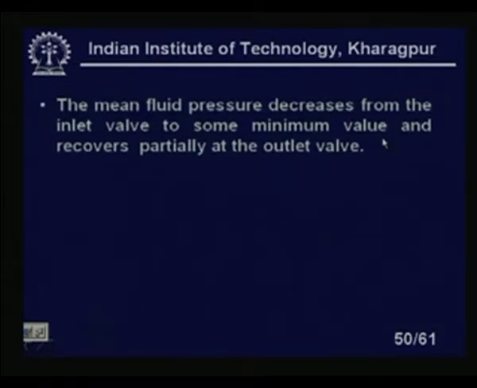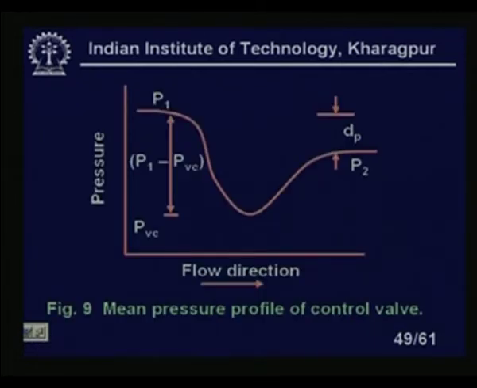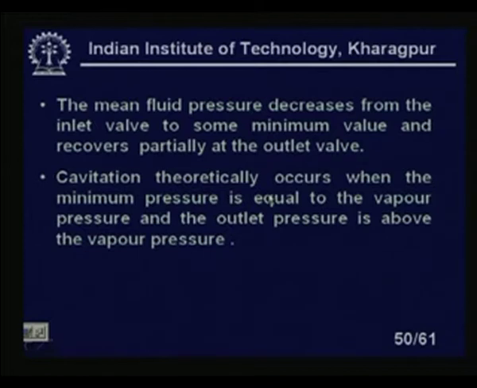This means the fluid pressure decreases from the inlet of the valve to some minimum value and recovers partially. This is the minimum value, PVC. So this is P1, and P1 minus PVC is this much. This is the minimum value in the control valve. Where is the pressure? Cavitation theoretically occurs when the minimum pressure is equal to the vapor pressure and the outlet pressure is above the vapor pressure. Okay.